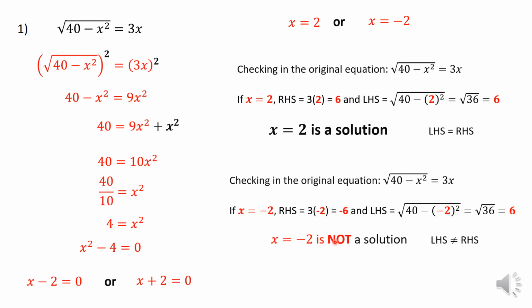And once you do that, you will realize that negative 2 is not a solution to this particular equation. Because if you put negative 2 in here under 40 minus x squared under the root, you're going to end up getting 6 as an answer, as we have already determined. But if you take 3 times negative 2, you get negative 6, and the two are not the same. Therefore, x equals negative 2 is not a solution to this particular equation. So remember to check your work whenever you are doing equations that involve square roots, and all other quadratic equations for that matter. The second one that I have here is a little bit tricky, but not that much.